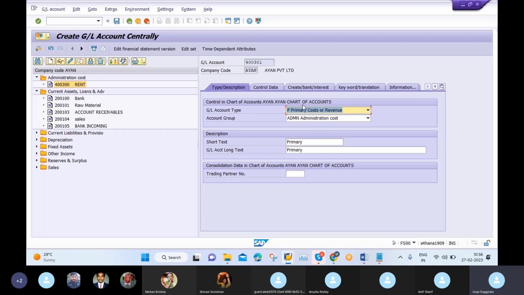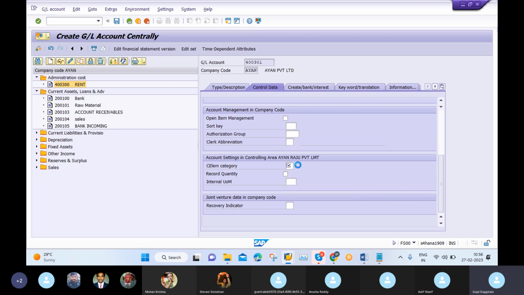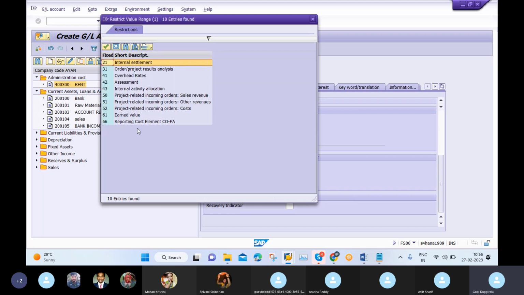And one more time, for example, if I want to select secondary cost, then my cost element categories will be like this. 21 is the internal settlement. 43 is the internal activity allocation. 42 is assessment. 61 is the ended value, 31 is the order project result analysis, and all these things are also very very important. ఇంటర్వ్యూలో కంట్రోలింగ్లో మమ్మల్ని ఏం క్వశ్చన్స్ అడుగుతారు సార్ అంటే ఇవన్నీ అడుగుతారు. నన్ను ఇంటర్వ్యూలో మొన్న ఈ క్వశ్చన్ అడిగారు 35 minutes, అదొకసారి చూసుకోండి.